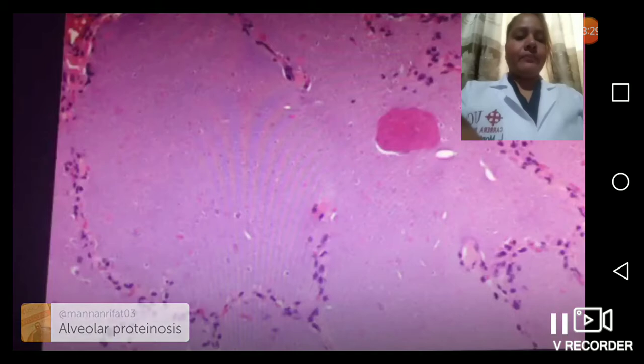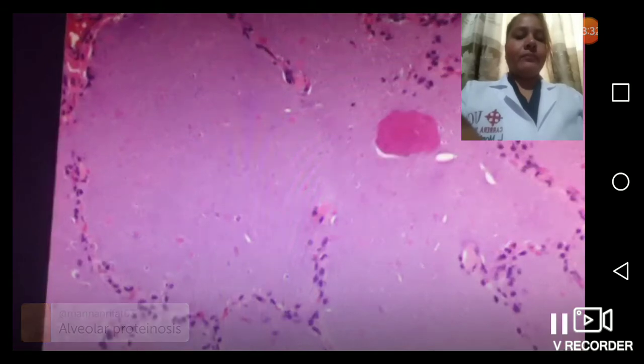Let me try and see your name. I think it was Rifat, but if it's Kalyani, my apologies. So this is absolutely right. This is alveolar proteinosis. The other name for this is pulmonary alveolar proteinosis.